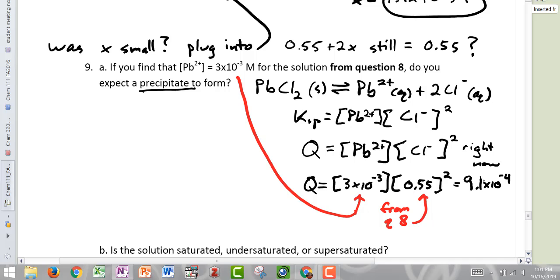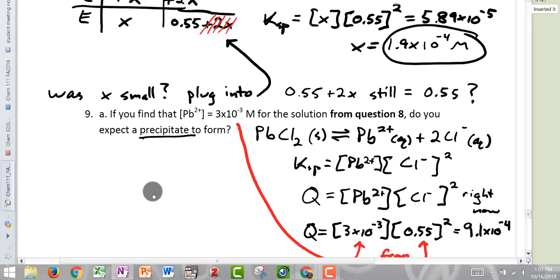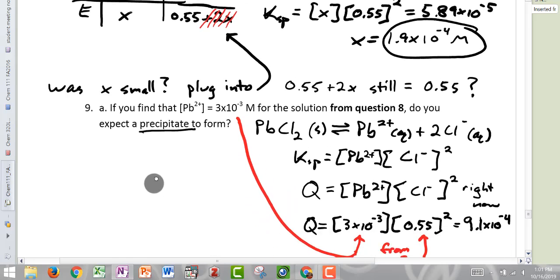Do you expect a precipitate to form? 9.1. No, that's not the form of the answer. So how do I get to the answer from there? I have a Q. Compare Q and K. What was K? K was 5.89 times 10 to the minus fifth.